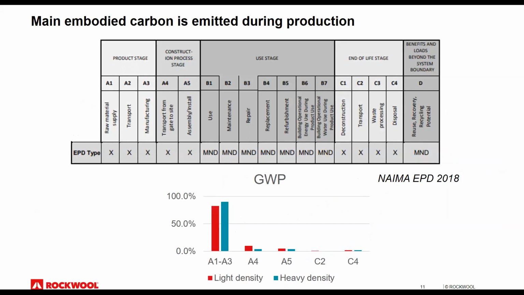As I said, we melt stone, so the main embodied carbon is emitted during our production process. This is from our NAIMA, the North American Insulation Manufacturers Association, EPD, just launched last year, or republished last year. We had an older one. And not surprisingly, the main impact comes from the production, the manufacturing of the mineral wool.